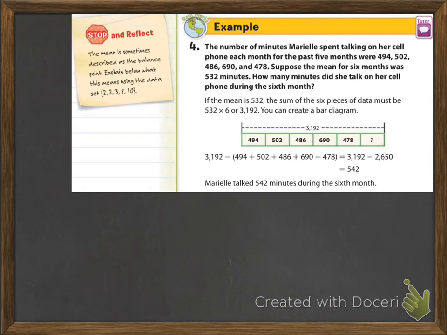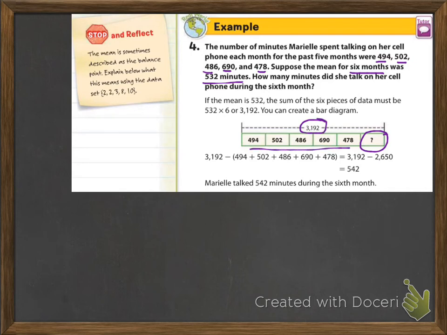First, I'm going to go over example 4. It says the number of minutes Marielle spent talking on her cell phone each month for the past 5 months were 494, 502, 486, 690, and 478. Suppose the mean for 6 months was 532. So what you have is this missing data piece here, but they also give you the average, and then they give you all the others.